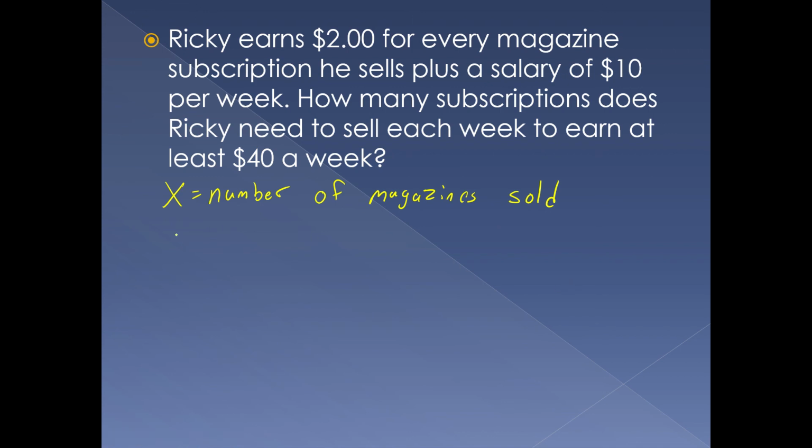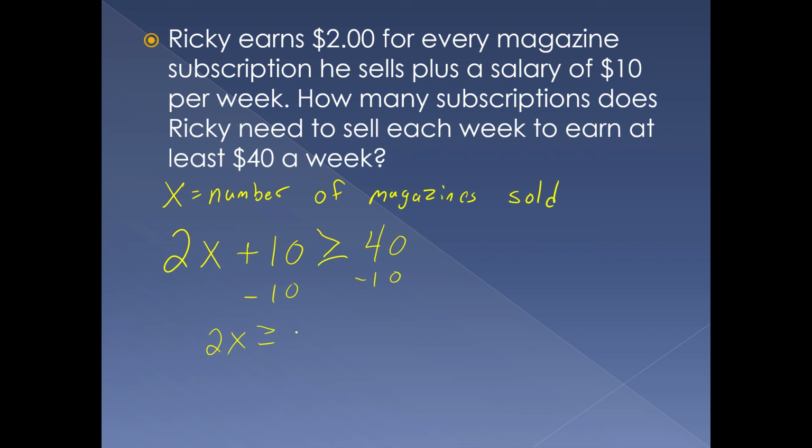So $2 for every magazine he sells, and he's going to make his $10 whether he sells a magazine or not. And he needs to sell enough to make at least $40. Now, could he make more than 40? If you're going to make at least 40, like if you make 50, is that at least 40? It is. So the amount that he makes, this represents how much money he makes, needs to be greater than or equal to 40.